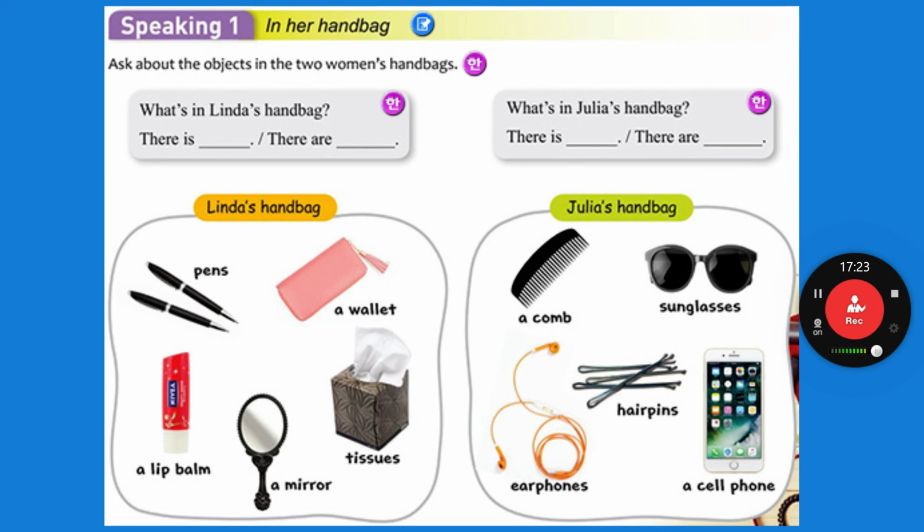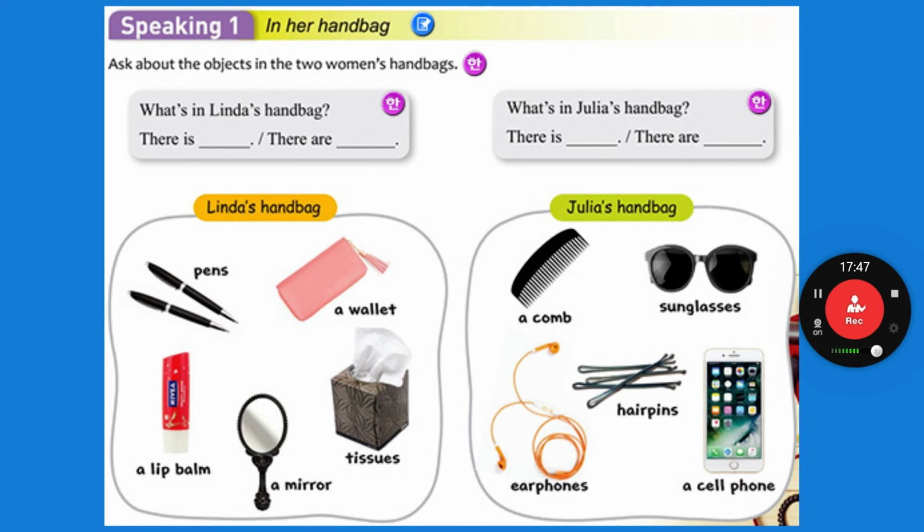There is a wallet. There is a lip balm. There is a mirror. There are tissues.